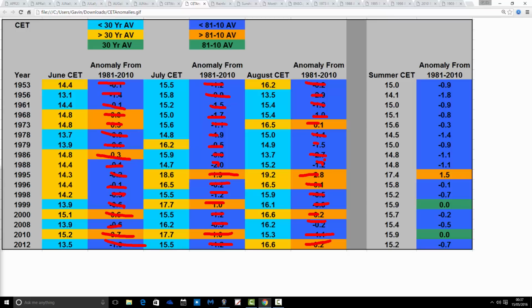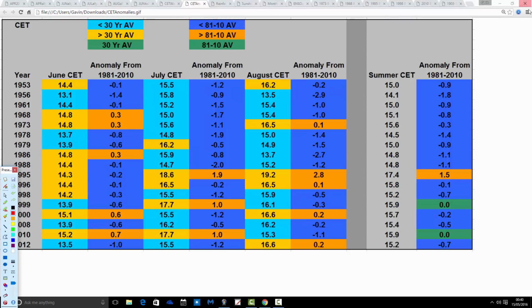So whilst this doesn't guarantee that we're going to get a cool summer, there is a chance. You can see that because there are months that are coming out warmer than average. While it doesn't guarantee that we're going to get a cool summer following this cool blocked April, we can see that the odds are stacked against having a warm summer, and they're stacked in favour of having a cooler than average summer. These are the summer CETs just here compared to 81 to 2010.